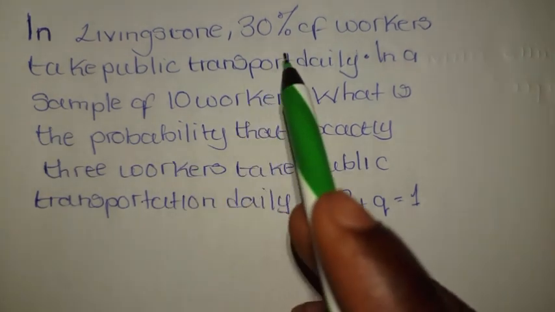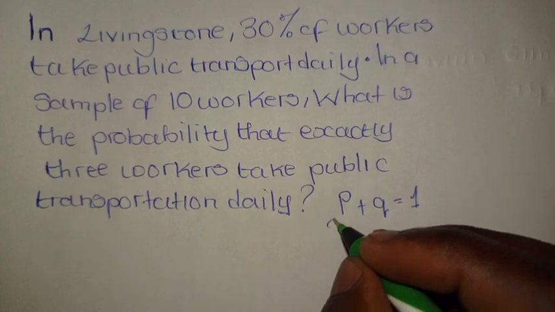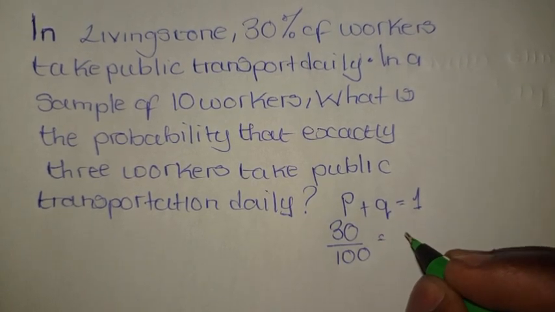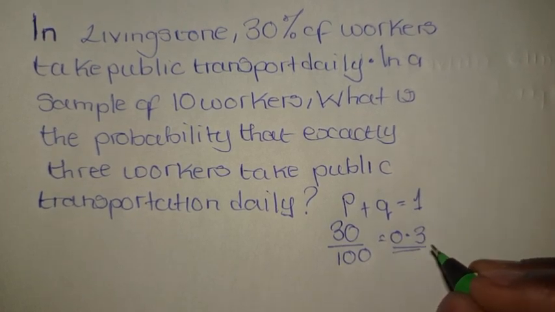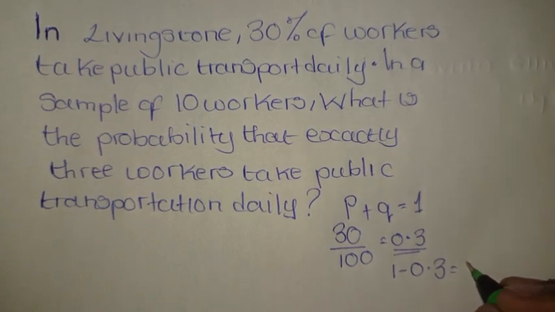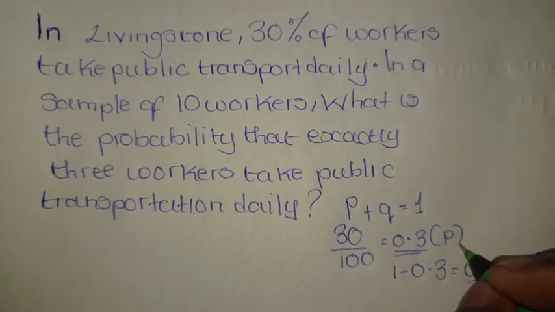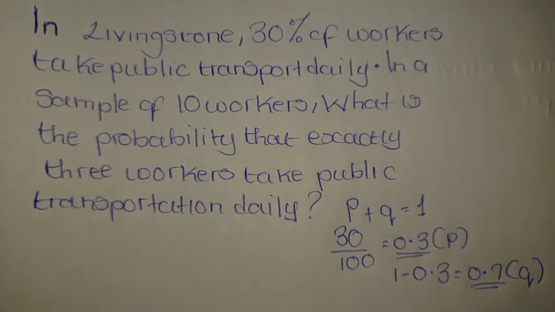So in Livingston, 30% of workers do that. We will convert this 30% to a decimal by dividing it by 100. We get 0.3. And if we subtract 1 minus 0.3, you get 0.7. So 0.3 is the probability of success, while 0.7 is the probability of failure.